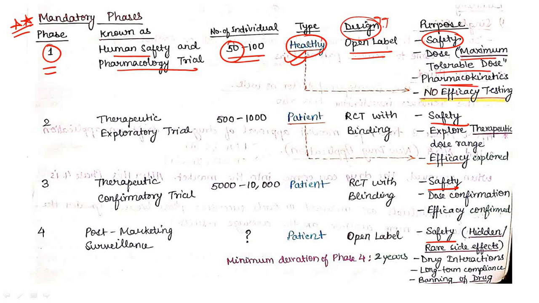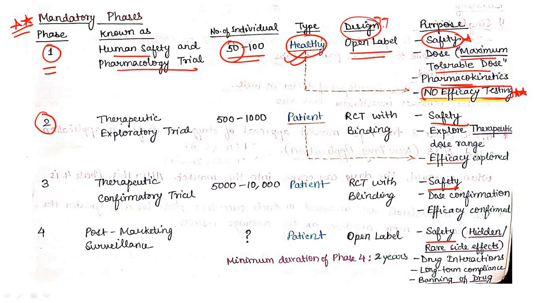Then we look for pharmacokinetics, but no efficacy testing is done in phase 1. Mind it, there will be no efficacy testing in phase 1. This is an important MCQ. There will be no efficacy testing because we are giving it to healthy individuals. So we are just looking for safety, maximum tolerable dose and pharmacokinetics of the drug.